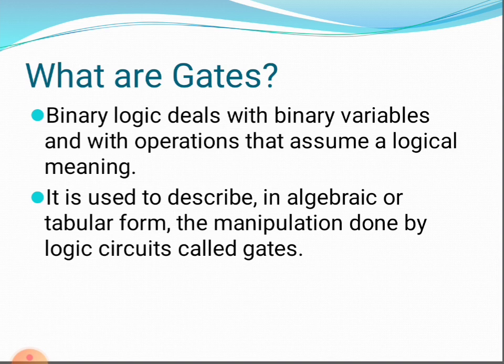A logic gate is an elementary building block of a digital circuit, and logic gates are electronic circuits that operate on one or more input signals and produce an output signal. Most logic gates have two inputs and one output. At any given moment, every terminal is in one of the two binary conditions: low, that means 0, or high, that means 1, represented by different voltage levels.